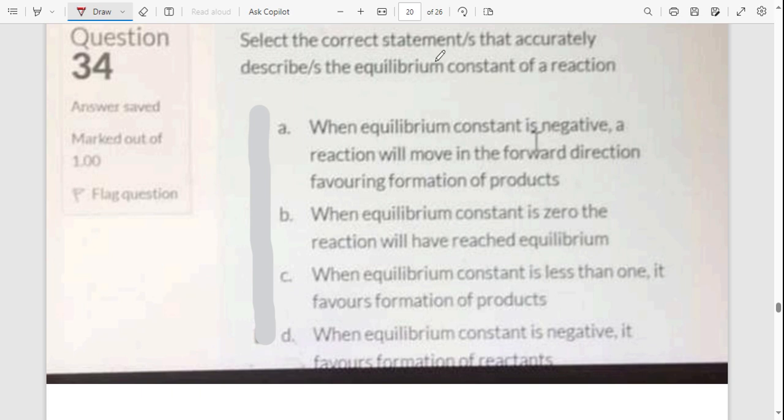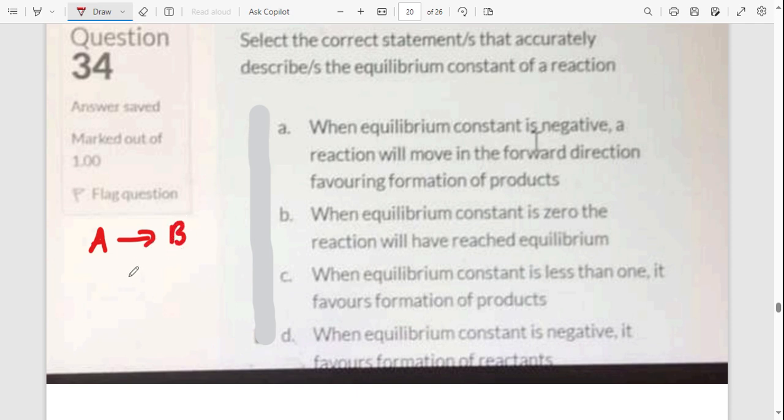Select the correct statements or statement that accurately describe the equilibrium constant of a reaction. When equilibrium constant is negative, a reaction will move in the forward direction. Now, when you're talking about equilibrium, let's say we have got A going into B.